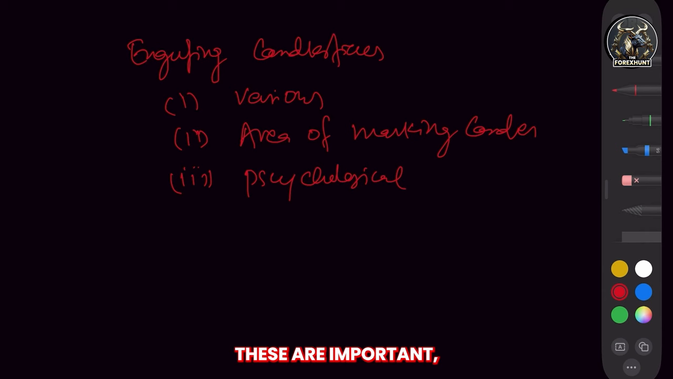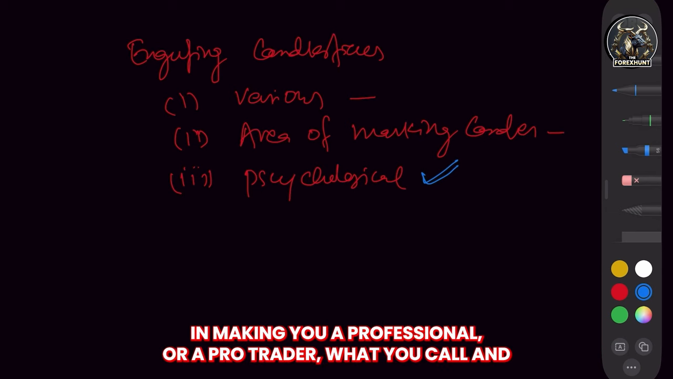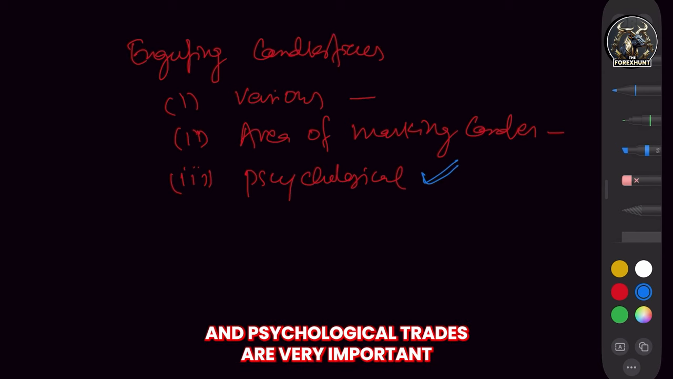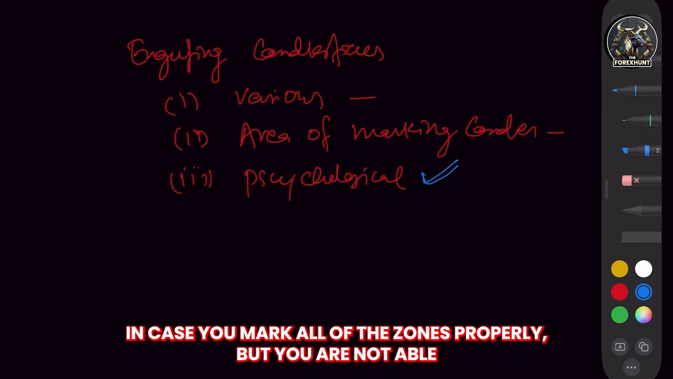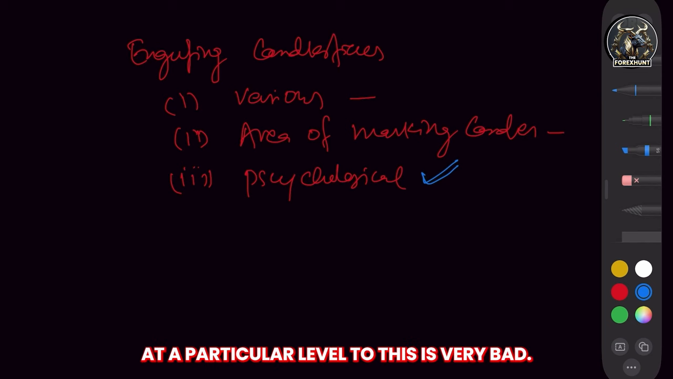These are important, but this is the most important, because this plays a very vital role in making you a professional or a pro trader, what you call. And this will help you in building your development, and psychological trades are very important. In case you mark all the zones properly, but you are not able to take your target profits, or you are not willing to place your SL at a particular level, so this is very bad.